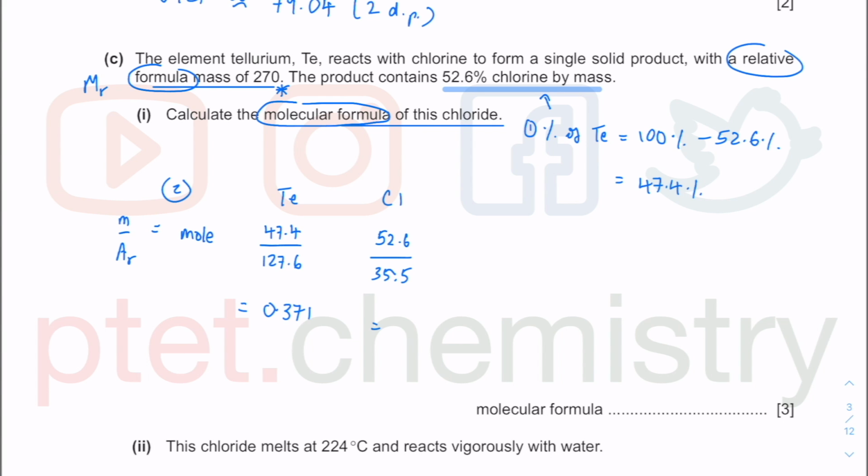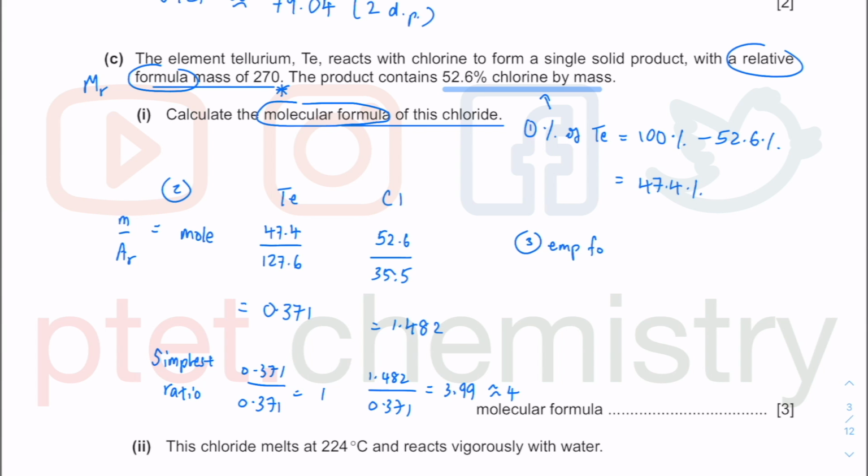0.371, and then the next one, well, obviously it's a lot of numbers. I'm not going to write all of them down. I'm just writing out a couple of decimal places. Now what I want is the simplest whole number ratio, so I have to divide by the smallest number. 0.371 is the smallest number. And then 1.482 divided by 0.371, I get 3.99, and that is really close to 4. So what I can say is the empirical formula is going to be TeCl4.